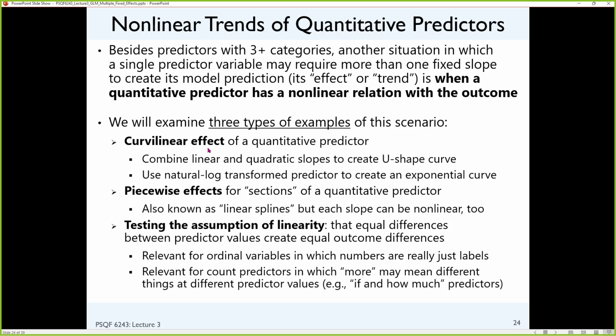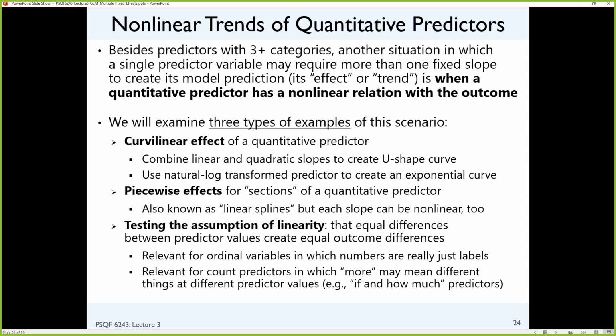So curvilinear is one type. For instance, we're going to learn today about quadratic slopes, which is created by taking a predictor variable and squaring it. You can also do a log transformation of a predictor to create what's known as an exponential curve. I'll show you pictures of those. And then piecewise effects, what's known as a linear spline in other disciplines, the idea that maybe you need a different slope for each different section of a quantitative predictor.